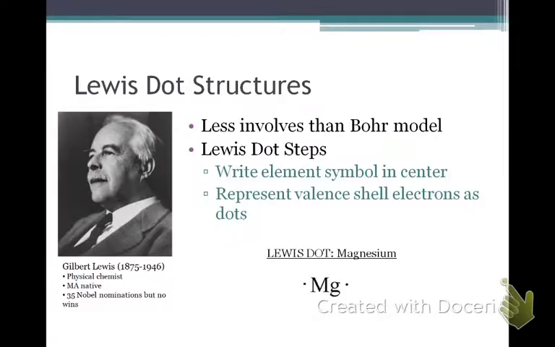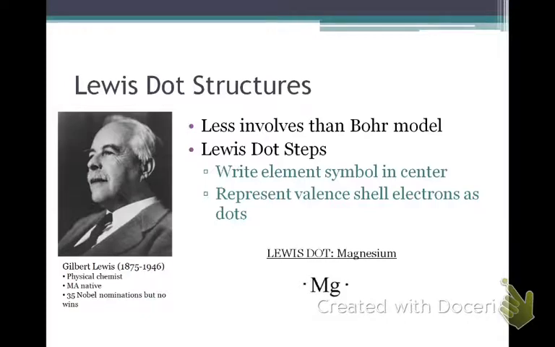Lewis dot structures are named after Gilbert Lewis. Gilbert Lewis is actually a Massachusetts native. He's from Weymouth, or was from Weymouth. He died in 1946. He attended Harvard University and had an extremely prestigious career. He had large discoveries in photons, phosphorescence, heavy water, and including creating the Lewis dot structures.